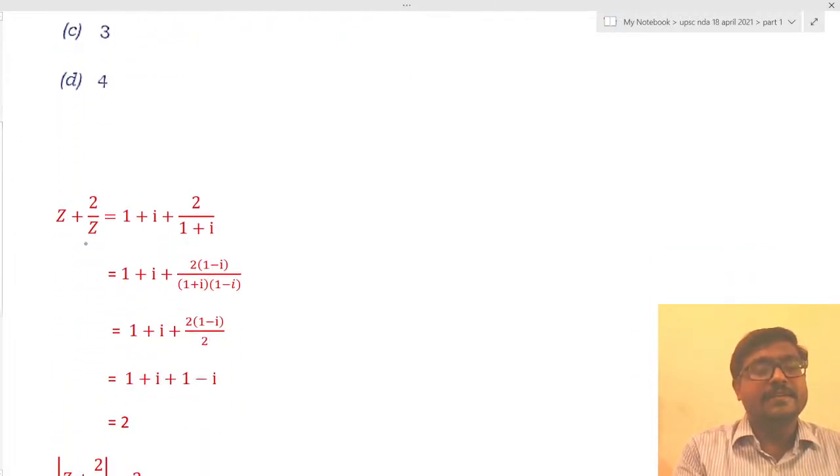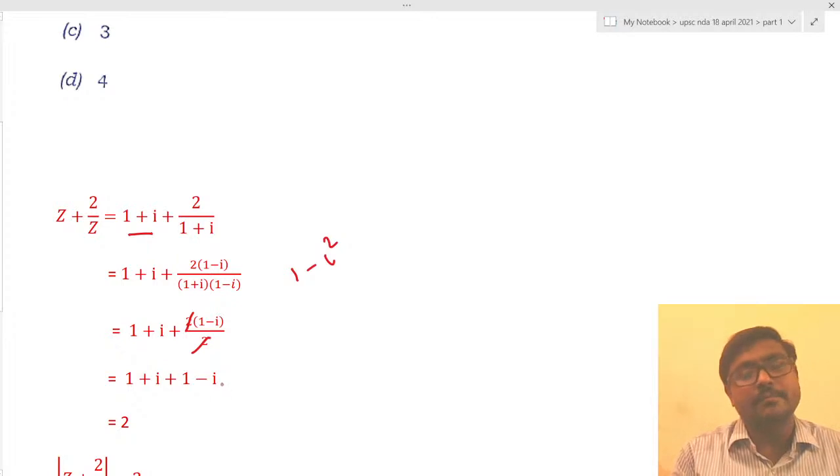So z plus 2 by z is 1 plus i, plus 2 by 1 plus i. Now I'm just rationalizing the denominator. Multiply and divide by 1 minus i. Now a plus b into a minus b is a square minus b square. So it becomes minus i square. i square is minus 1, so 1 plus 1, 2 here. Numerator 2 into 1 minus i. This 2 cancelled. So what will happen? 1 plus i plus 1 minus i.